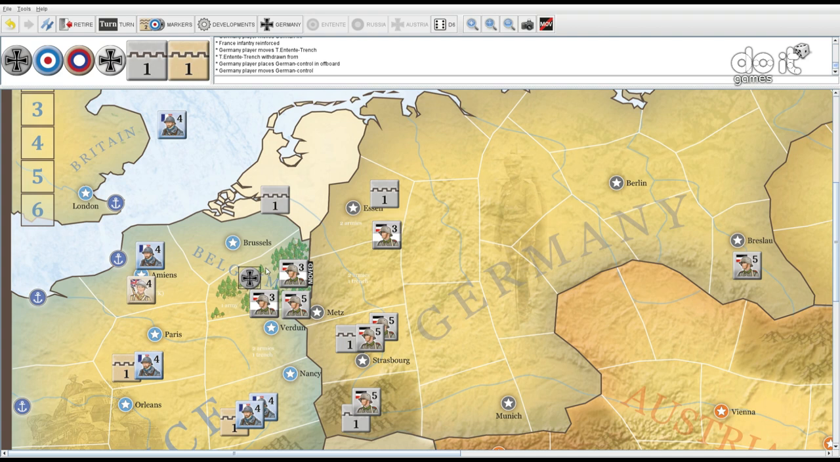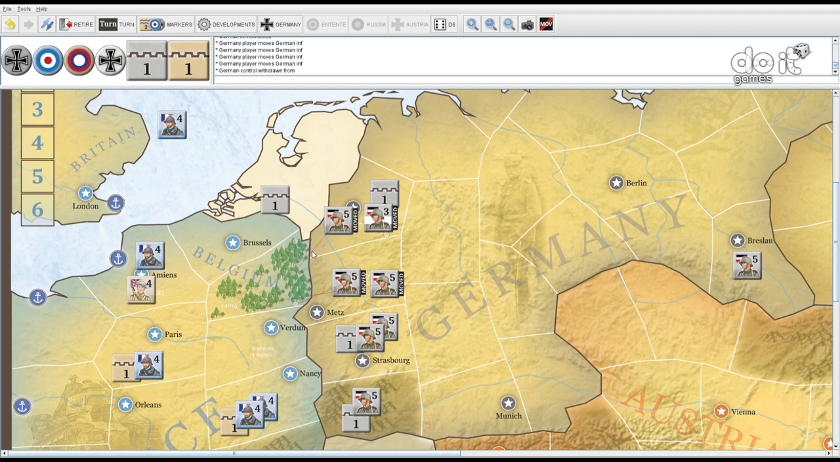Let's see another example. I will show now how we can use a trench to absorb hits. Imagine that there is one French army here with one trench, and 2 Germans come, one moves and attacks, one moves and supports. The Germans win the combat and beat that army. So that army has to take 2 hits.